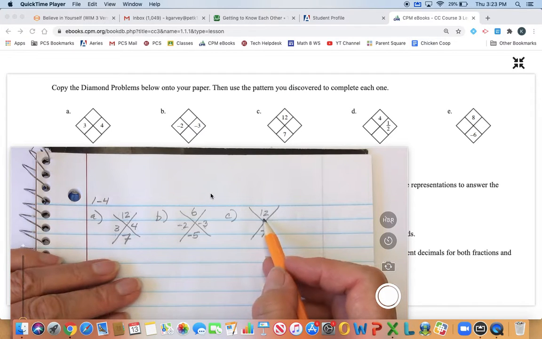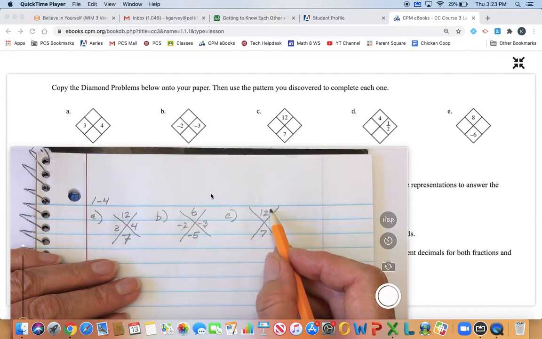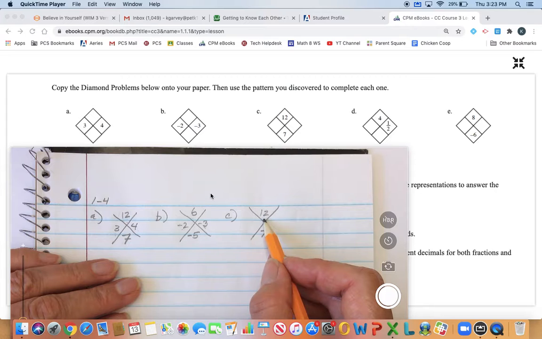Whenever I get a diamond problem like this, I could start with the addition, but there are many more combinations that you can make to add up to get to a 7. However, there are only a certain number of combinations that you can multiply together to get 12. So I always start with the product first.